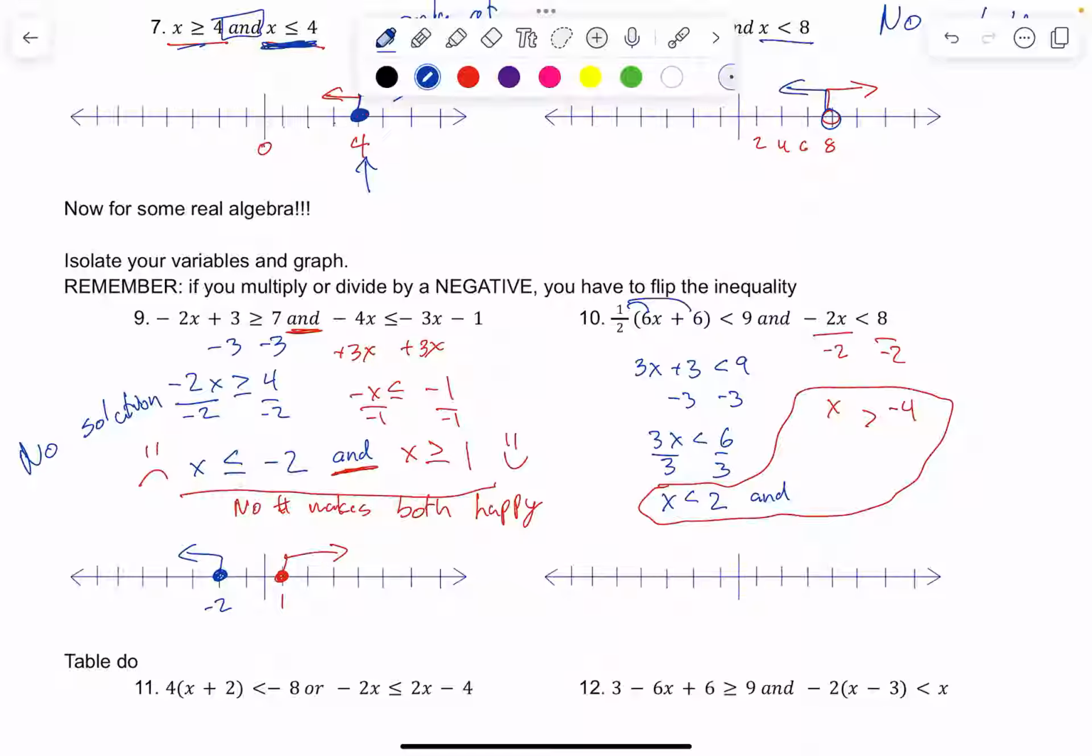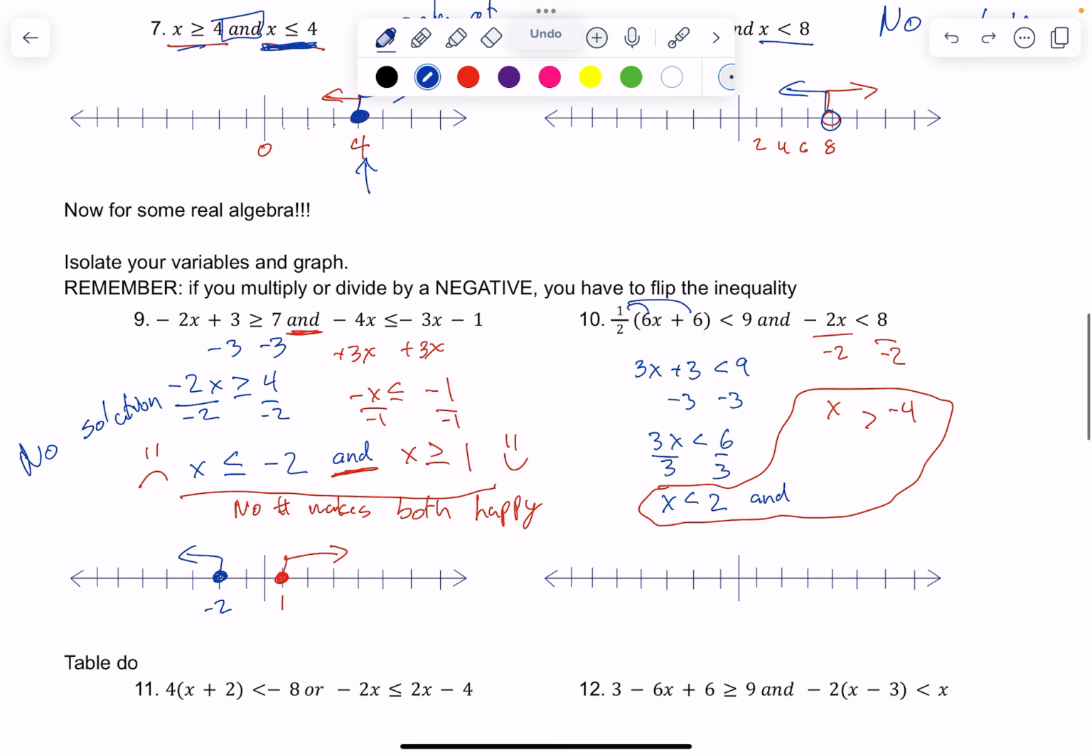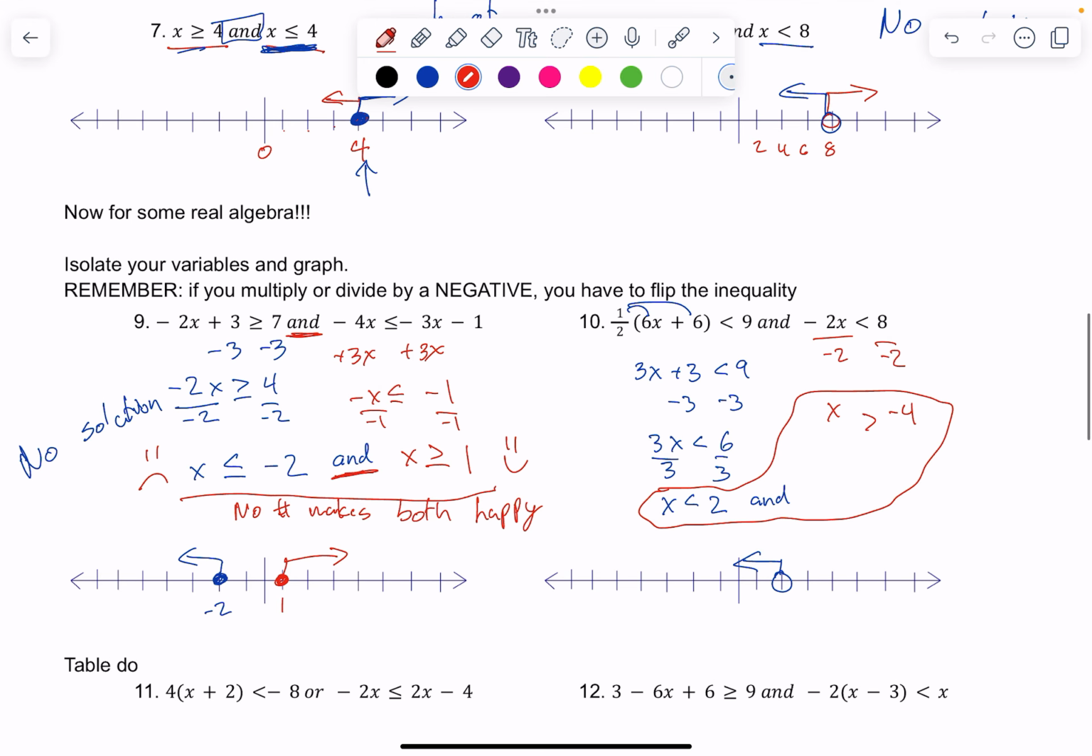On the blue side, I have 2. It's going to be an open dot, and it's less than, so it goes in this direction. On the red side, I have negative 4. Open dot going this direction. Given that it's an AND, it's going to be the space in between. There's an overlap. That's the space in between.